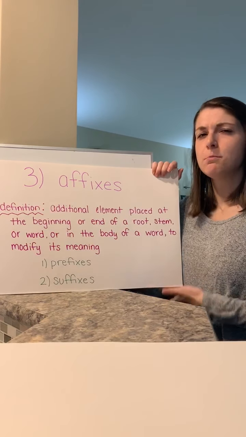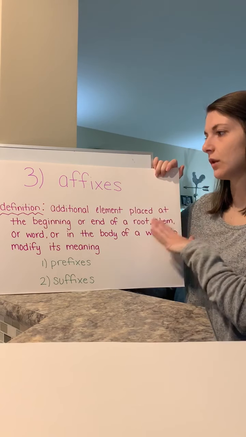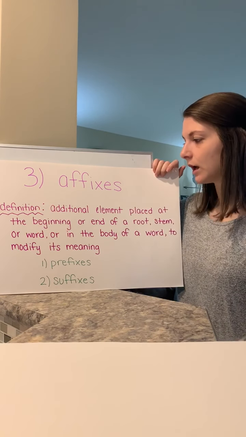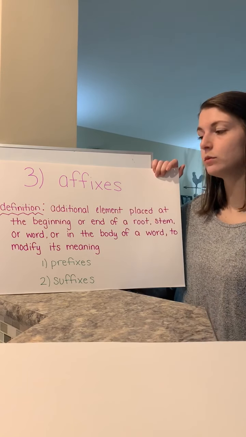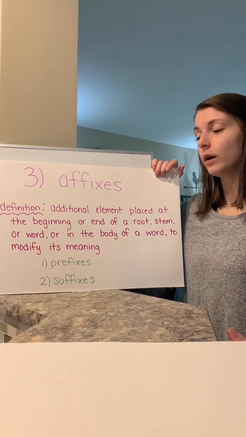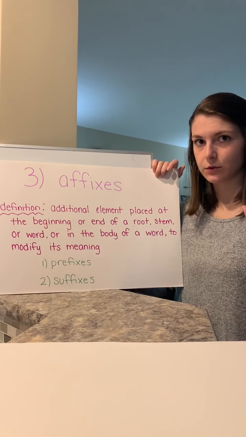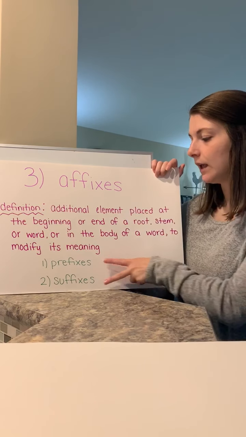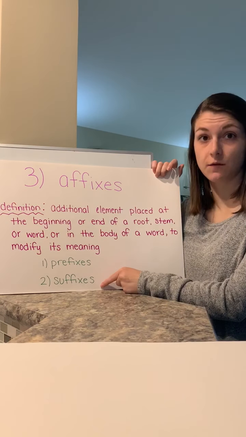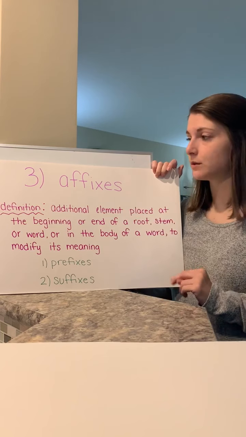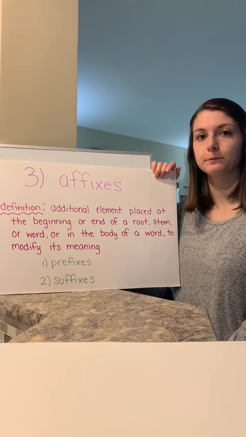Our next term, which you might have not heard of yet, but it's affixes. So it's a longer definition, but they are additional elements placed at the beginning or the end of a root stem or word, or in the body of a word, to modify its meaning, so to sort of change its meaning. And this is split into 2 categories, prefixes and suffixes, which will be our next 2 terms. So go ahead and pause here if you need to copy this definition.